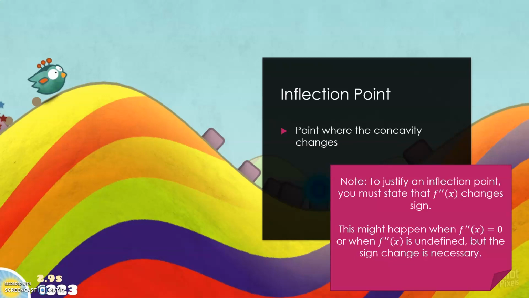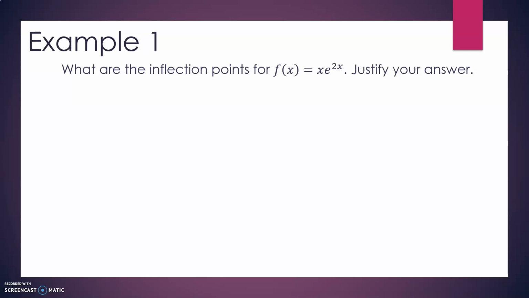That could happen if f double prime is equal to 0. It could also happen if f double prime is undefined. The sign change is what's necessary. So when you are justifying an inflection point, make sure you mention the sign change. You can say f double prime is equal to 0, but that's not enough to prove an inflection point occurred. If all you know is that f double prime is equal to 0, then what you know is that you have a possible inflection point. If you don't know whether there's a sign change, then you don't know whether you have an inflection point.